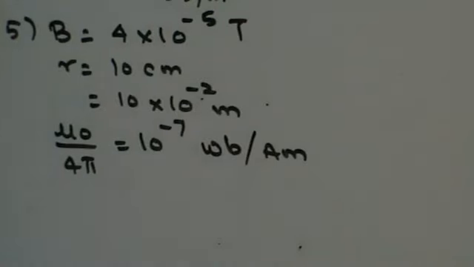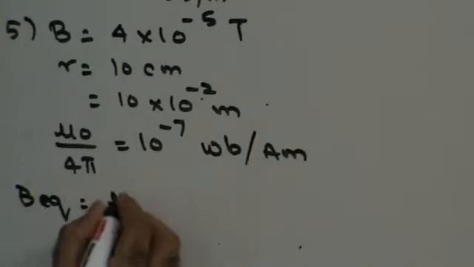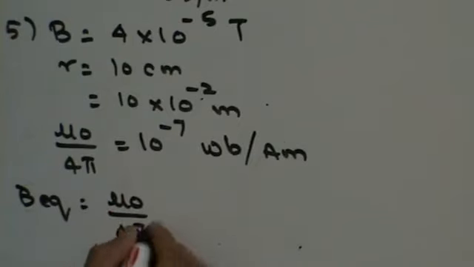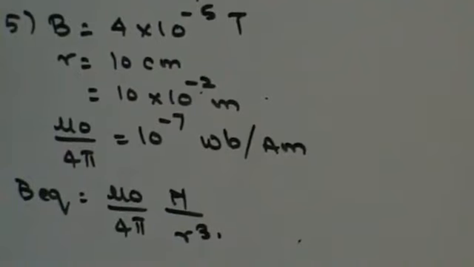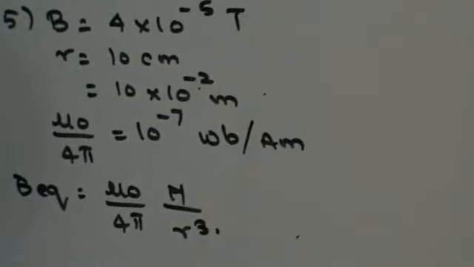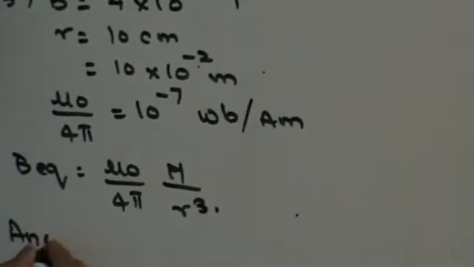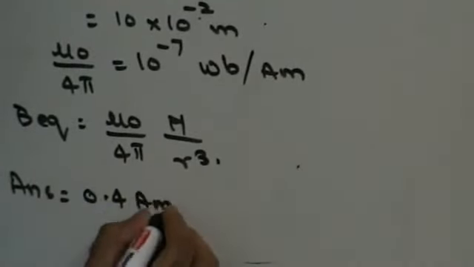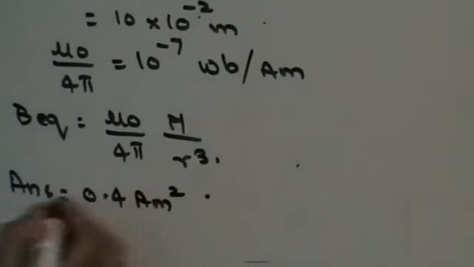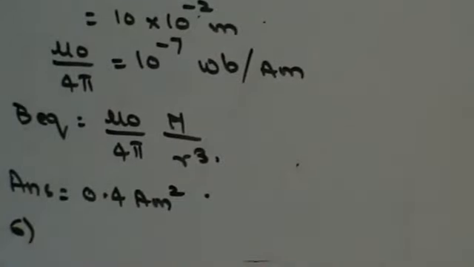Now, this is equatorial point. B equator is nothing but mu 0 upon 4 pi, m upon r cube. M is the only unknown. Straight multiplication again. You should get the answer for this sum as 0.4 ampere meter square.